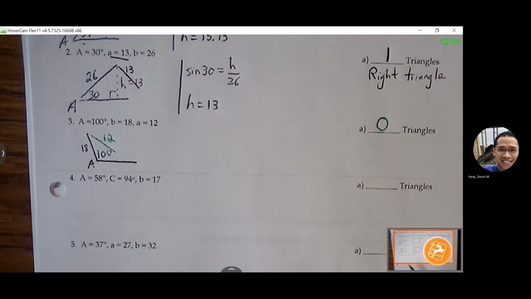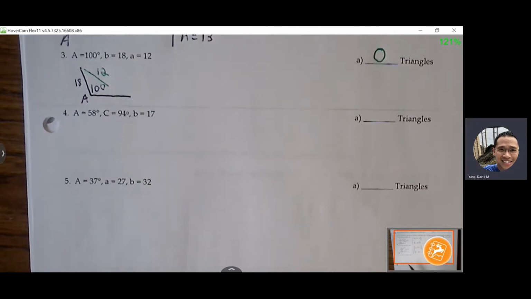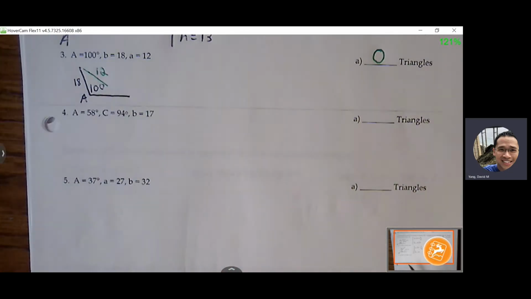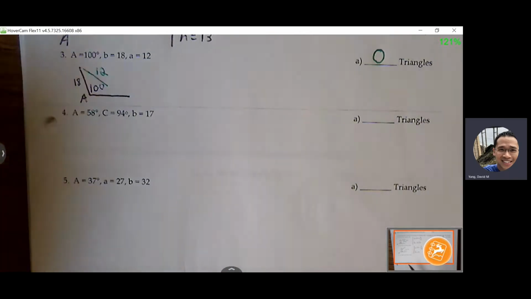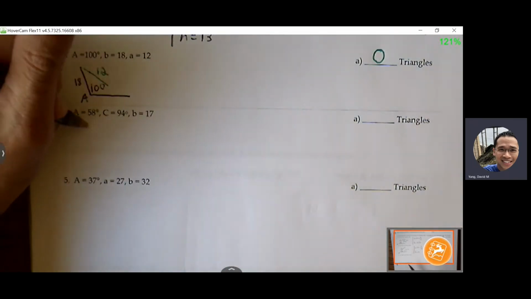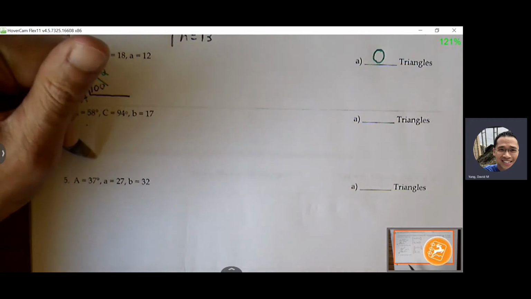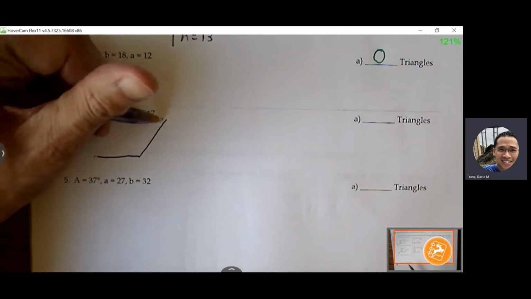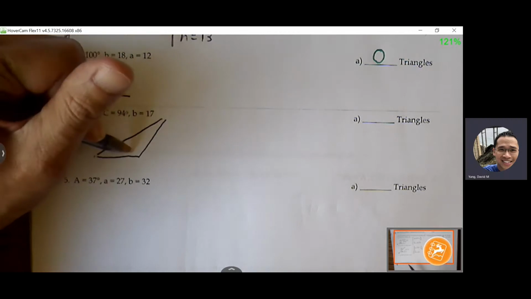Okay. So let's try number 4. What's different about number 4 here? Yeah, they give you 2 angles. So if they give you 2 angles, then you're always going to have 1 triangle. You're never going to have to worry about an ambiguous case. So if we just draw the triangle, we can see that there's no decision for us to make. We know it's going to have to be 1 triangle.